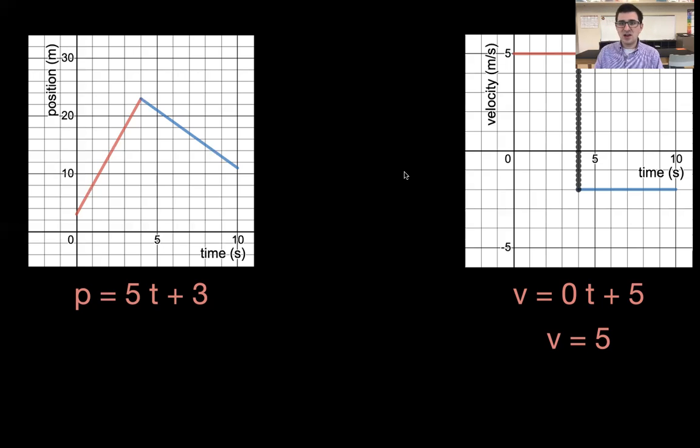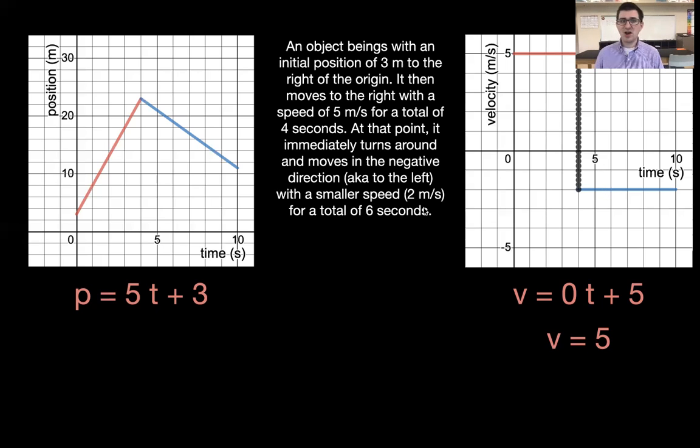Don't say that the graph values are below the x-axis. Say that if it's a velocity versus time graph, say that the object is moving to the left. So here's an example of a description of this motion.